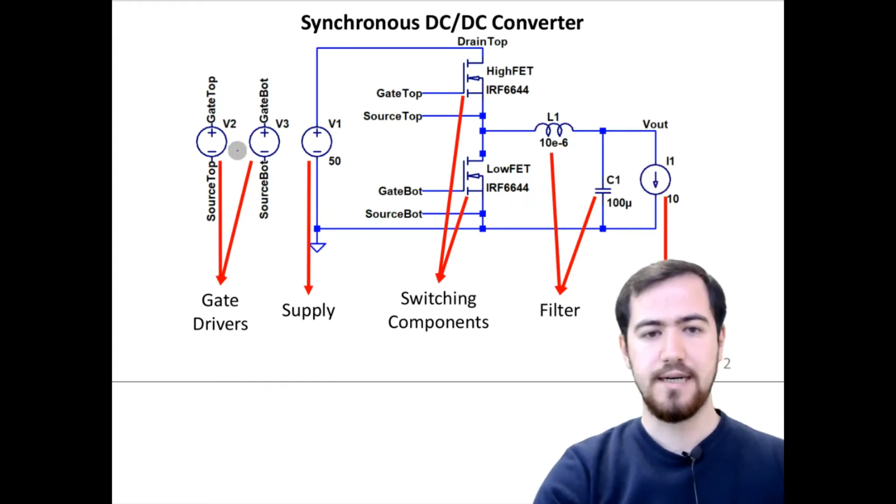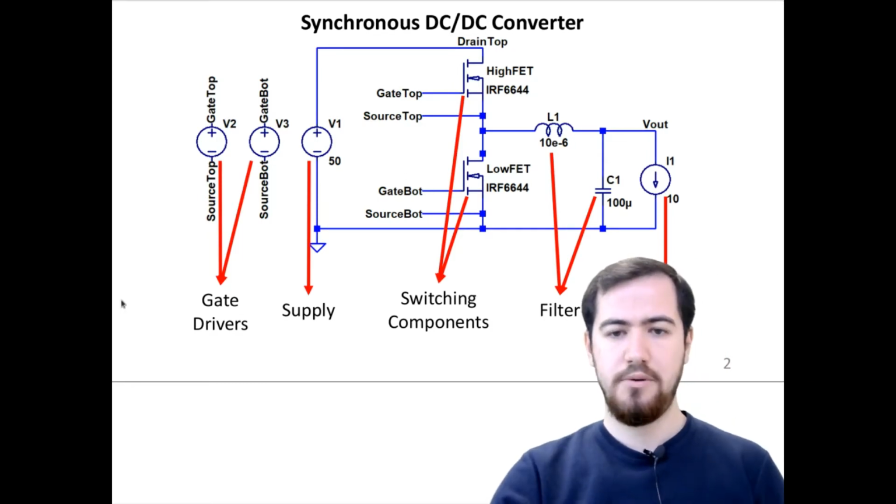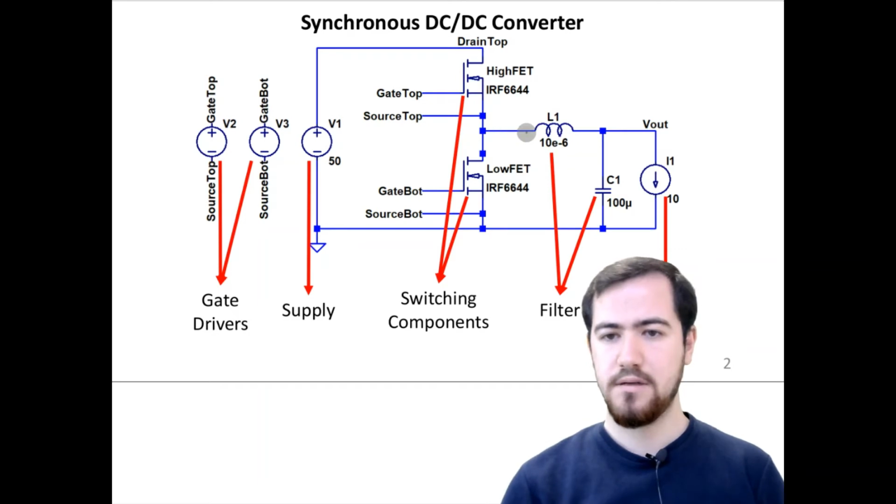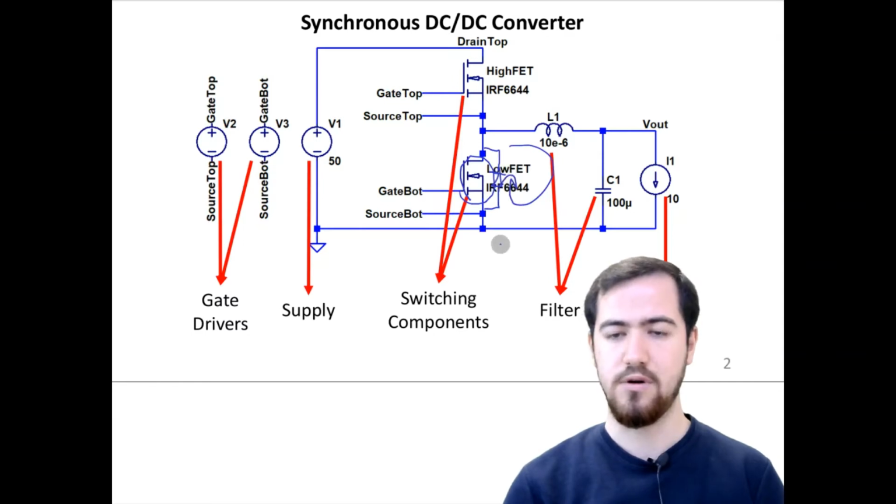On the left hand side here are our PWM sources, the PWM source for the top side switch and the PWM source for the low side switch. So this is a buck converter, as I said before. However, this is called a synchronous buck, synchronous DC-DC converter, because we replaced the diode, which should have existed here, with a MOSFET to conduct the freewheeling current through this switching component.